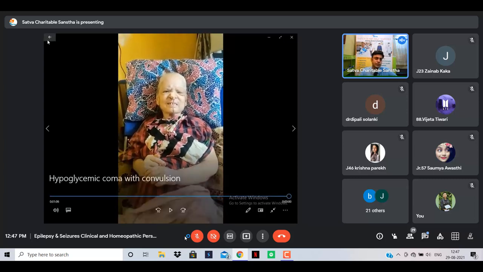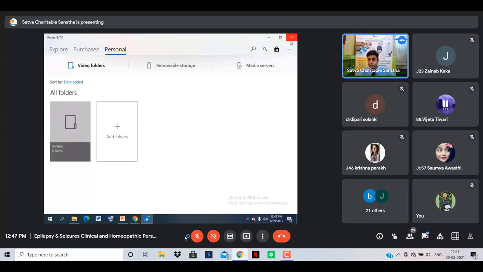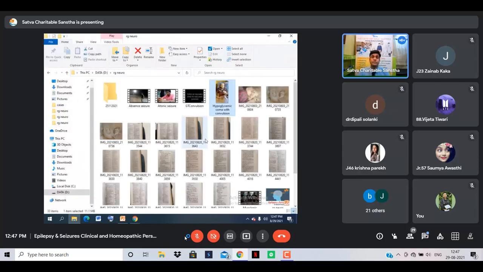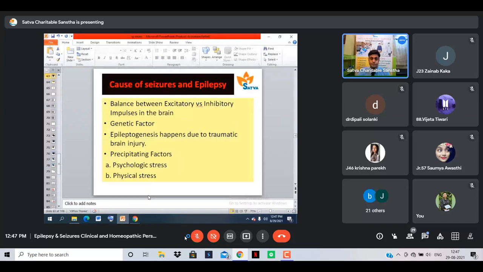So this is how the person was completely comatose. This lady landed up with this because she was a diabetic lady, and she had gone into hypoglycemia. That's how she landed up with hypoglycemic convulsions with coma.